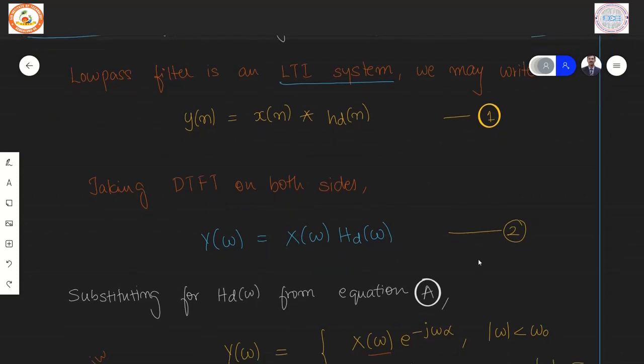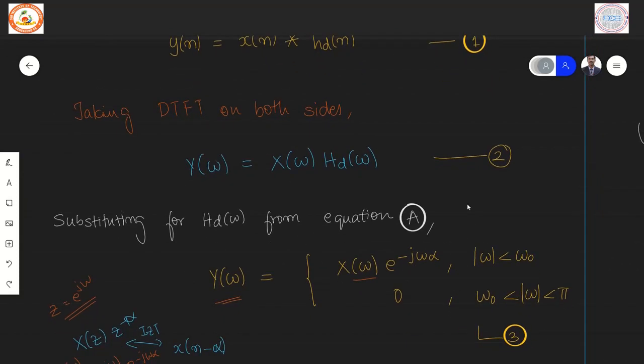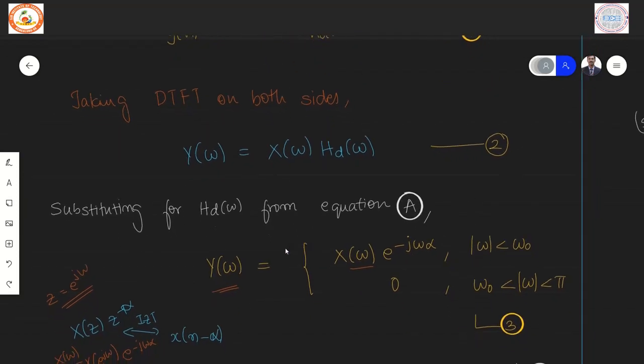Next, substituting for Hd of omega as we had described from equation A. We had seen that for a low pass filter, the Hd of omega is equal to e power of minus j omega alpha. So therefore, we multiply that quantity with X of omega. Then we can say that the output frequency response Y of omega is equal to X of omega times e power of minus j omega alpha, for magnitude of omega less than omega naught. For omega between omega naught to pi, the magnitude is equal to 0.